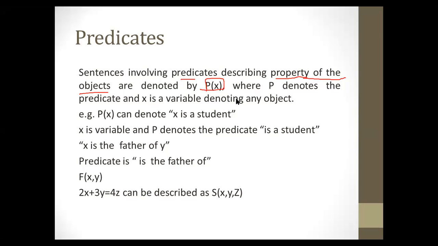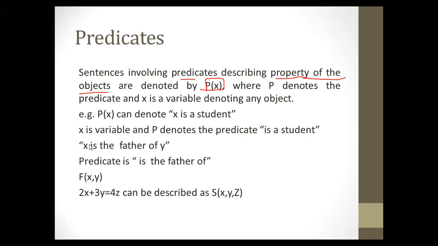So here it describes the noun: Rita is a student means it is talking about Rita, so it is the property of the student. Here P(x) can denote X is a student. X is the general term, and P of X can be written as X is a student. So X is a variable and P denotes the predicate is a student.